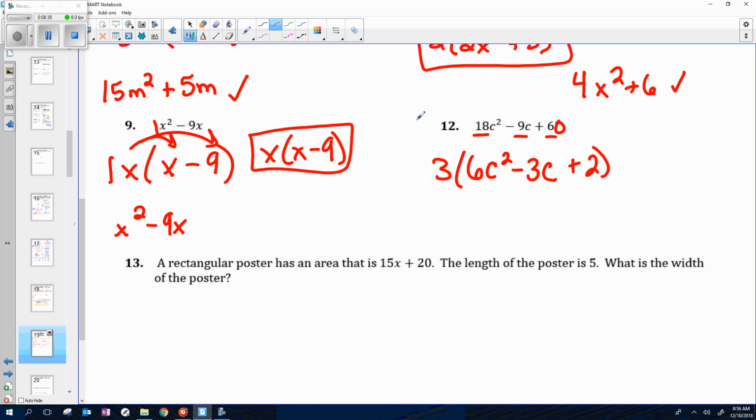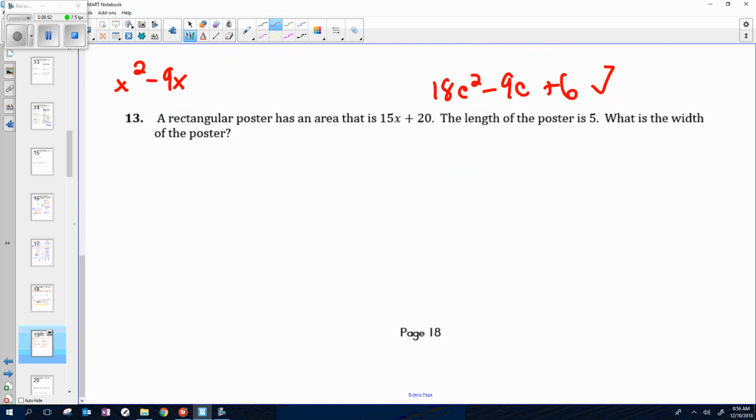If I wanted to graph this, I could check that, and it would work out well, or we can just do a distribution real quick, and I am left with 18c squared. Distribute that, and minus 9c, and then distribute that, it's a plus 6. So we are good to go for our check.